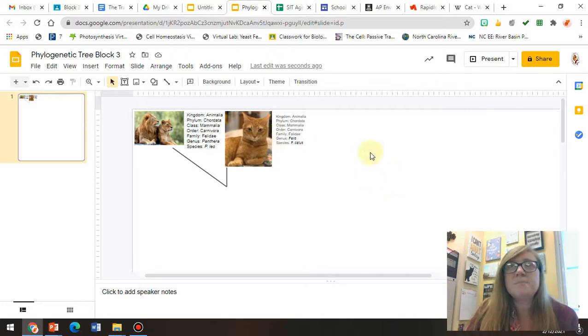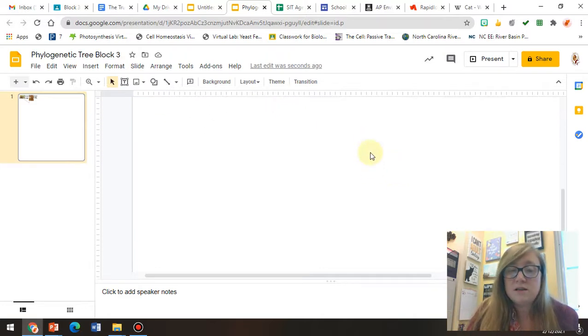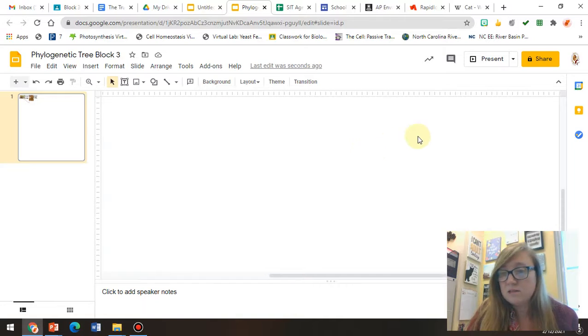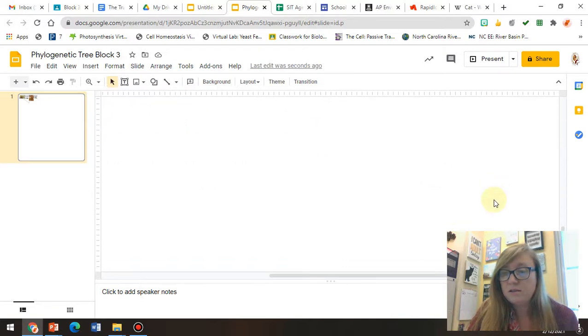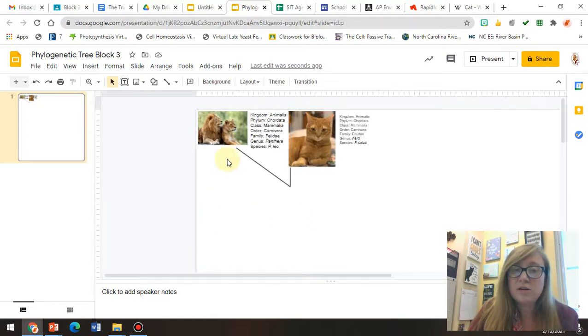What if I picked a worm? Well, a worm is not very closely related to any of those things. They don't have a backbone. The only thing they're going to share in common with the cat is the kingdom. So maybe they're all the way down here at the bottom. Okay, so closely related things we're going to keep together.